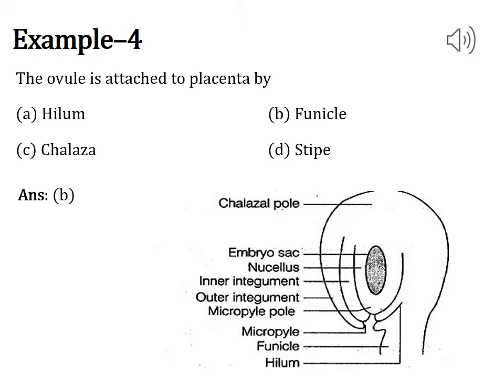So you can see this diagram. You can see that the funicle is the stalk of the ovule. So the answer is, what is that? B.